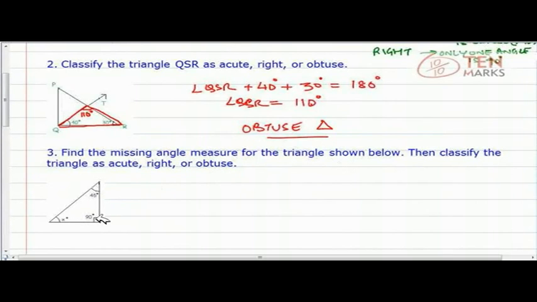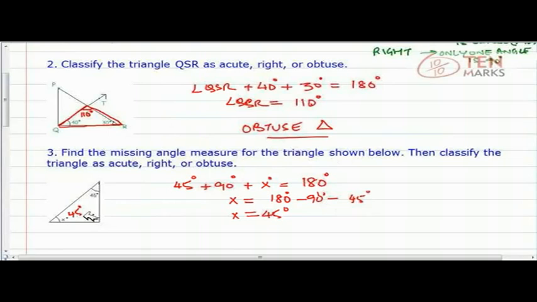We are given that one of these angles is 90, one is 45, and we need to find the third one. Again, we'll do exactly what we did here, right? 45 degrees plus 90 degrees plus the missing angle X degrees equals 180 degrees. Sum of all the angles must be 180, which means that X equals 180 minus 90 minus 45, which means X equals 45 degrees. So I can see this is 45 degrees. Now I know two angles are 45 and one is 90, which means it's a right triangle because only one angle is 90 degrees. So this is a right triangle.